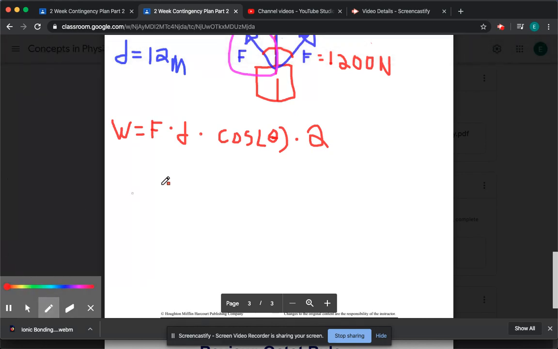Okay, so your final answer for 10 after you plug everything in is going to be W is equal to, your F is 1200.